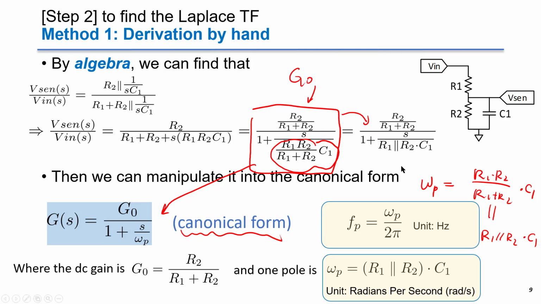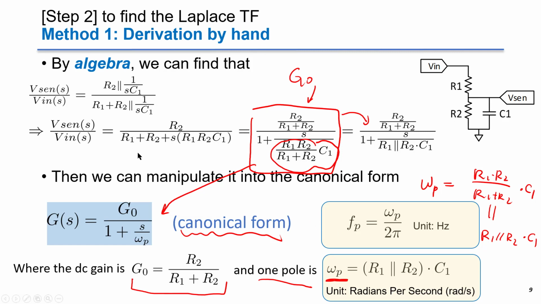So this is in the canonical form, which gives quite a lot of information. The first one is the DC gain G0, and the pole location omega P is determined by R1 in parallel with R2 and then times C1. So unit will be in radians per second. If we want to put it in hertz, we need to divide omega P by 2 pi. Now we got the frequency Fp. That's the pole in frequency units.